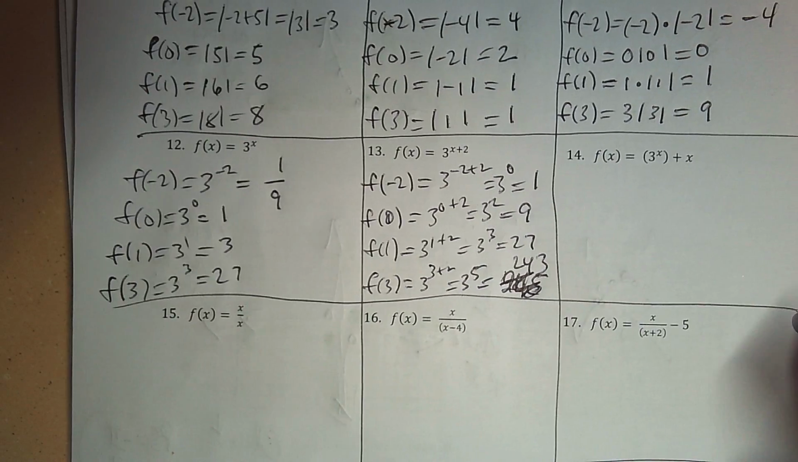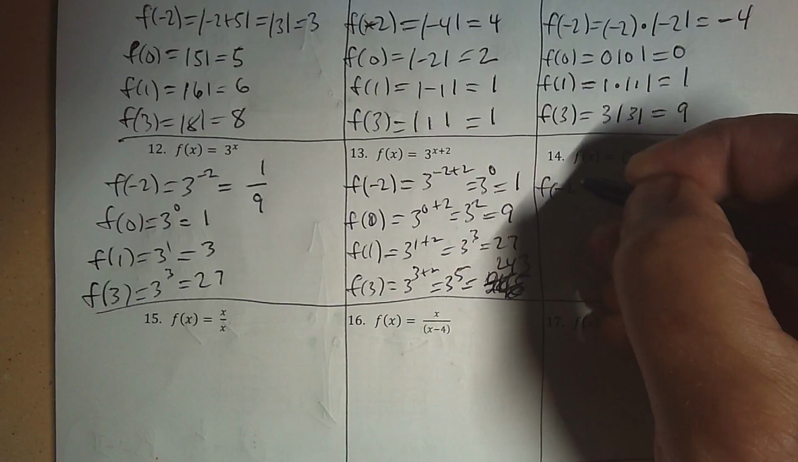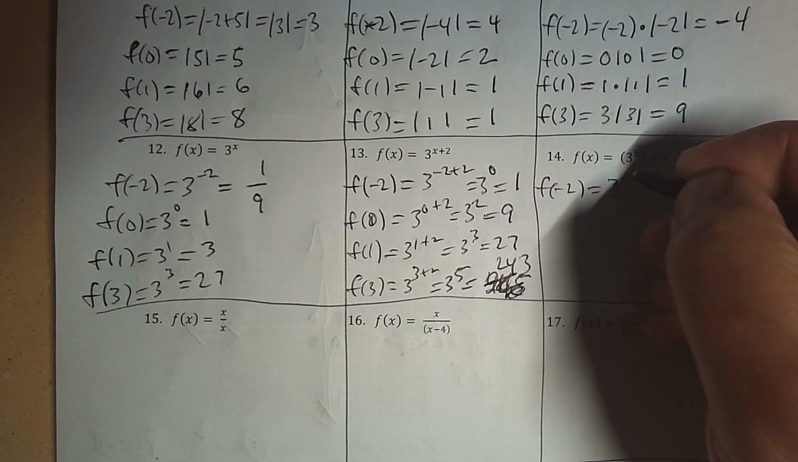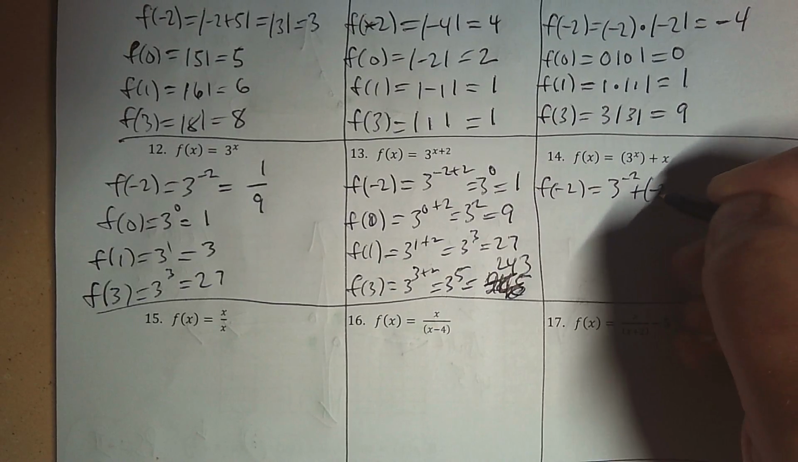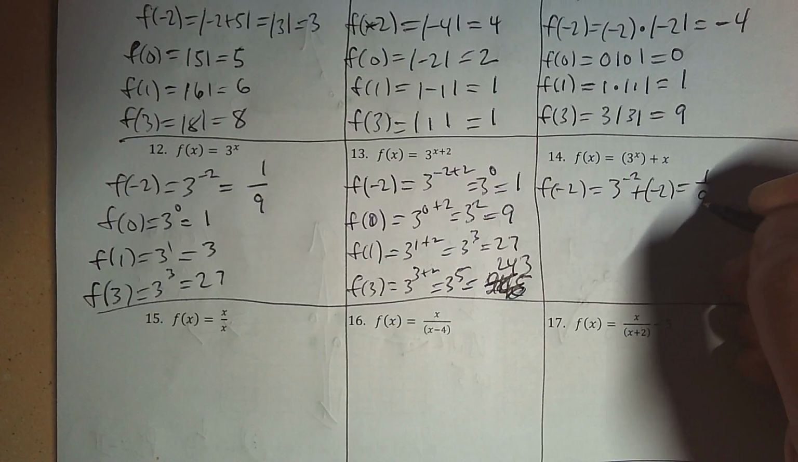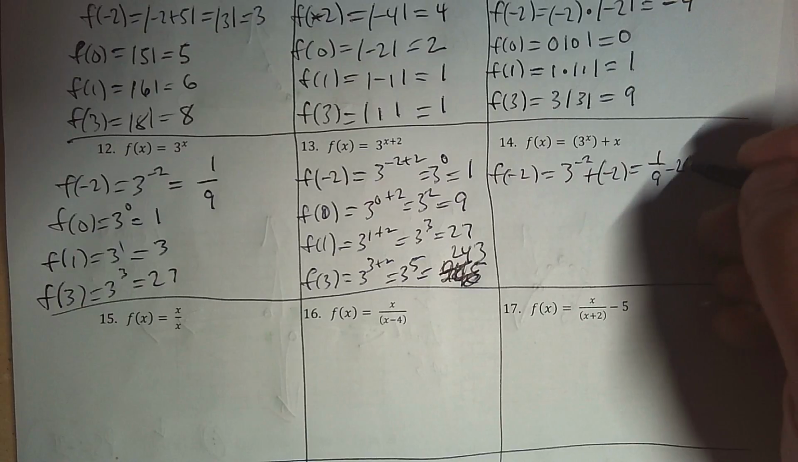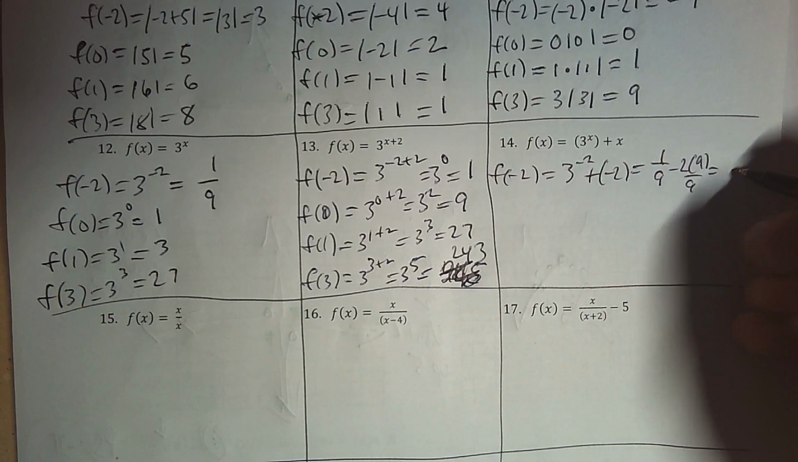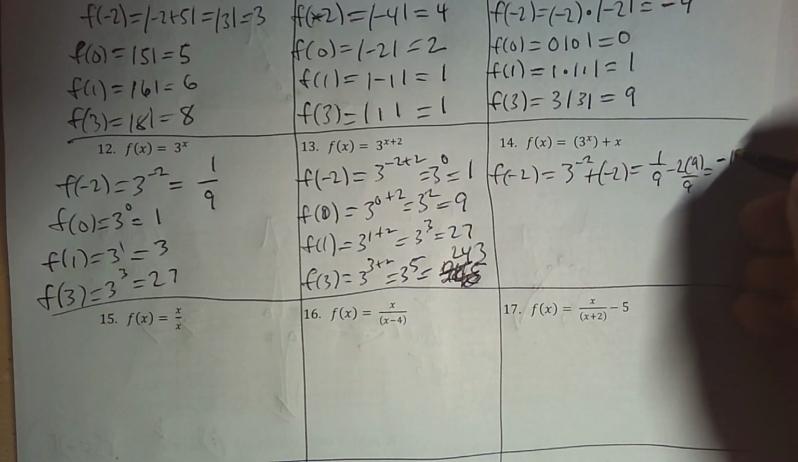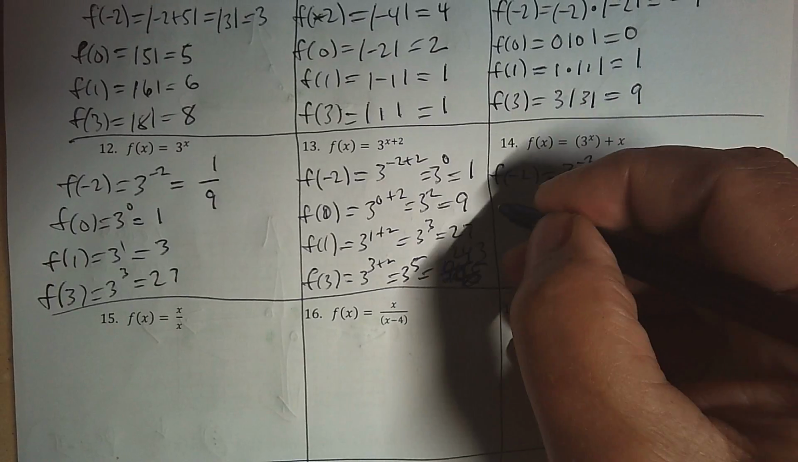14. Plug in negative 2. 3 to the negative 2 plus negative 2. So that's 1/9. Take away 2. You need common denominators, so we're going to multiply times 9. So it's 1 take away 18. So that's negative 17 over 9.